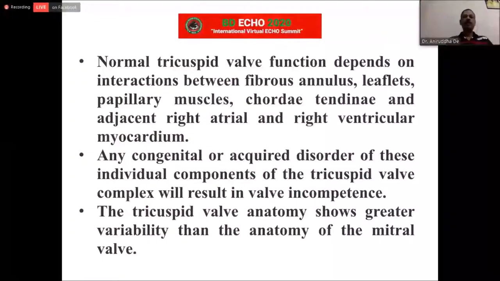Anyway, normal tricuspid valve function depends on the interaction between the fibrous annulus, leaflets, papillary muscles, chordae tendineae, and the adjacent right atrial and right ventricular myocardium. So any congenital or acquired disorder of these individual components of the tricuspid valve complex will result in valve incompetence or stenosis. The tricuspid valve anatomy shows greater variability than the anatomy of the mitral valve.